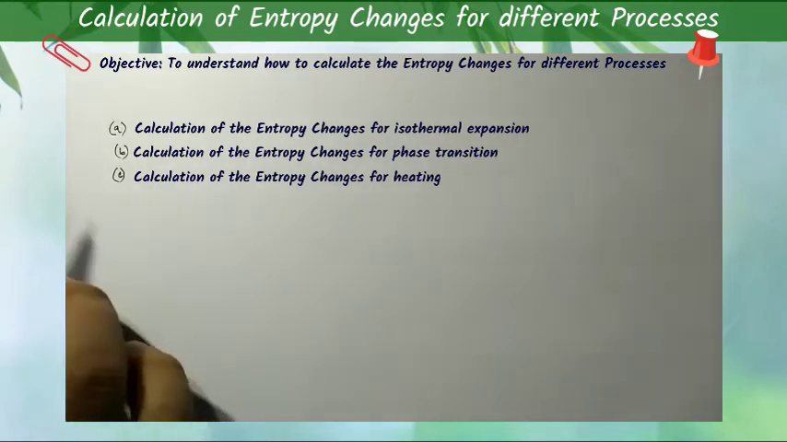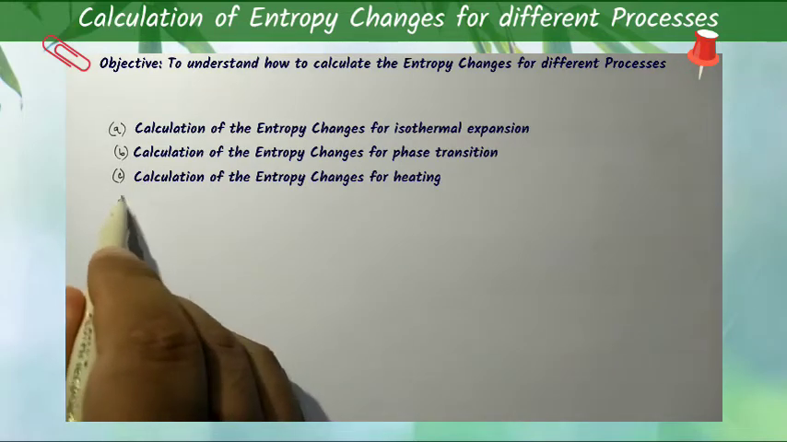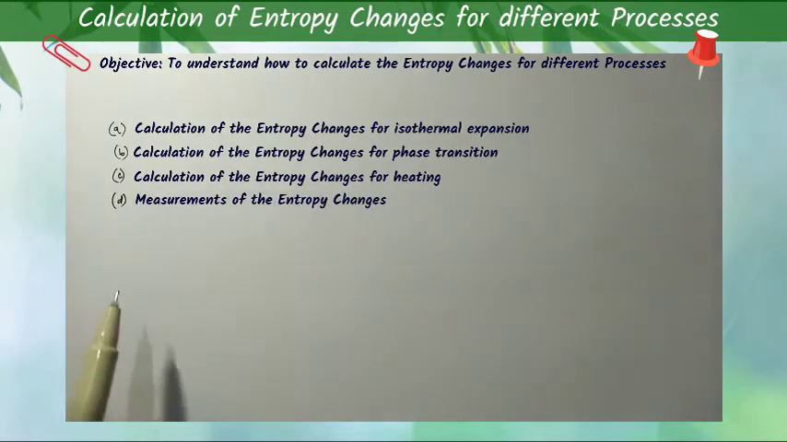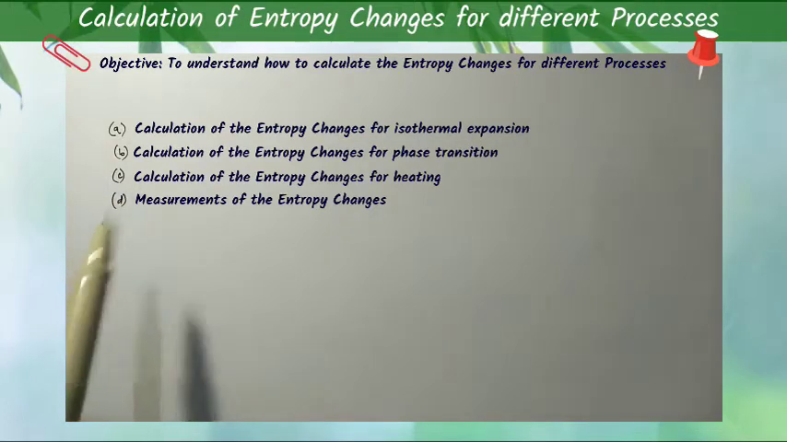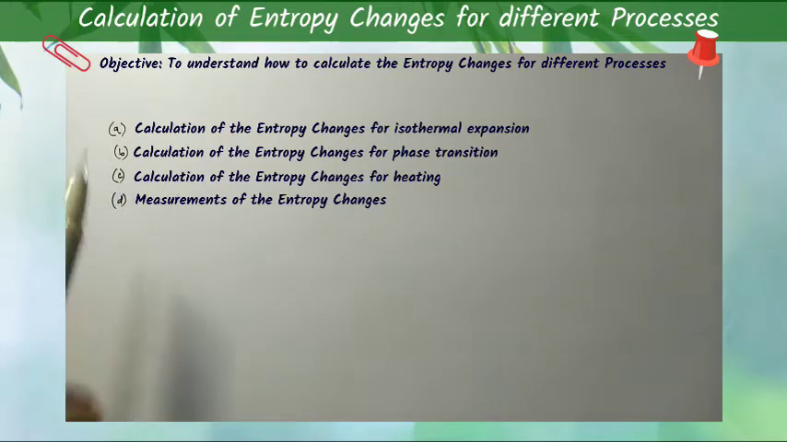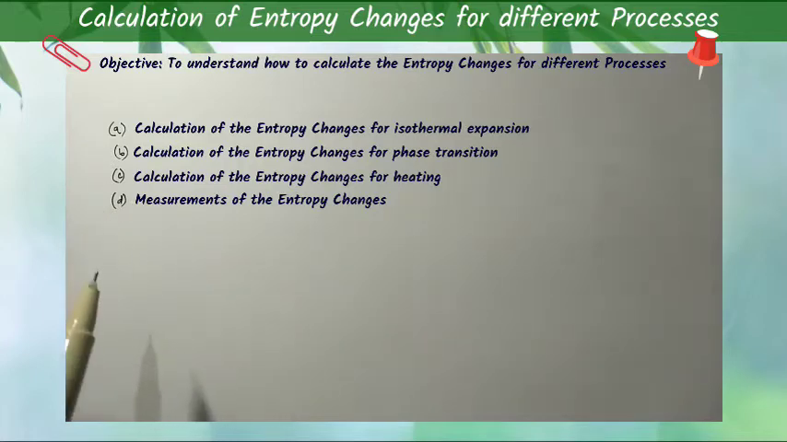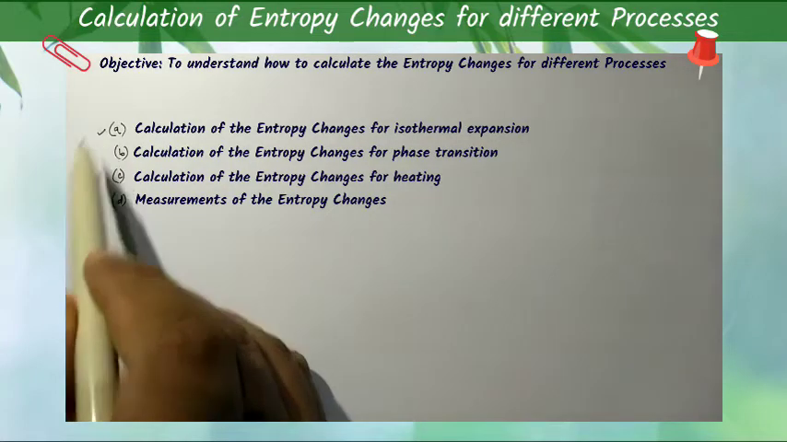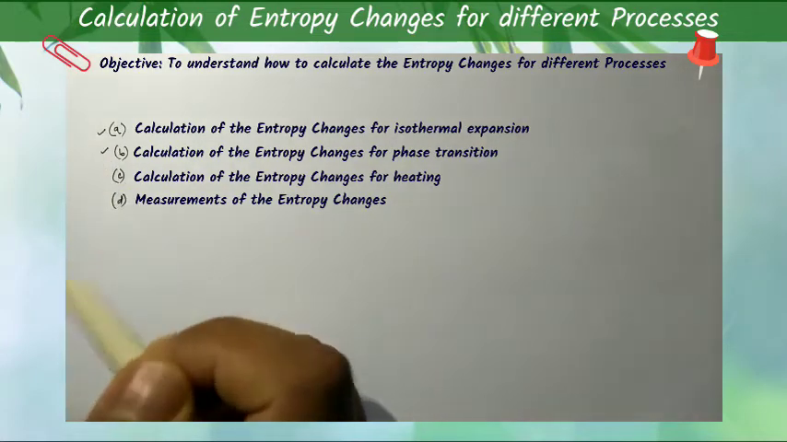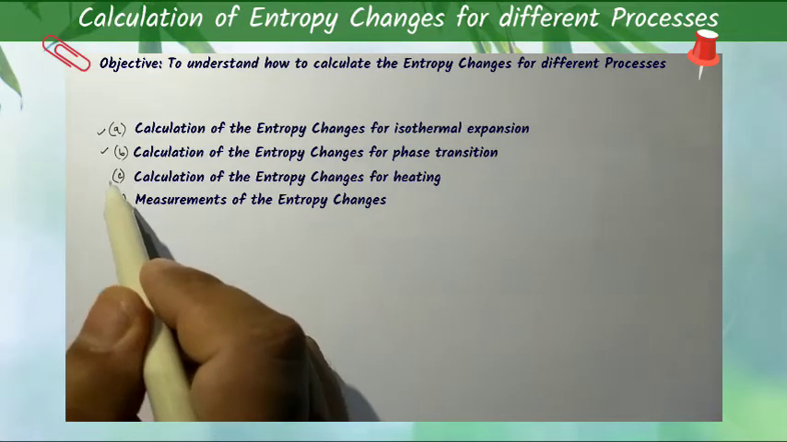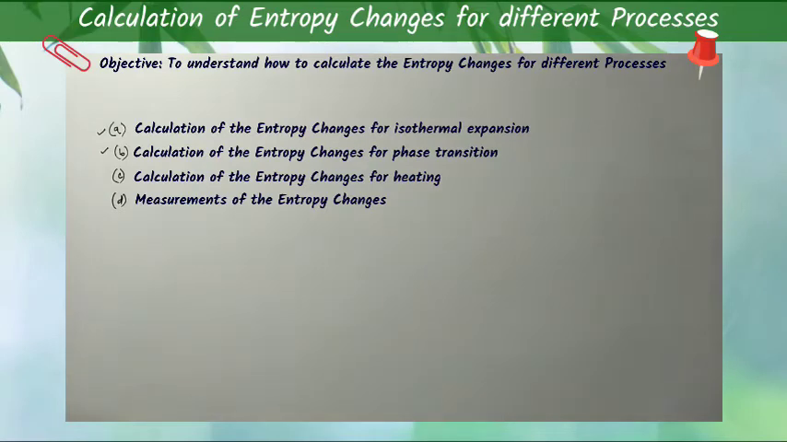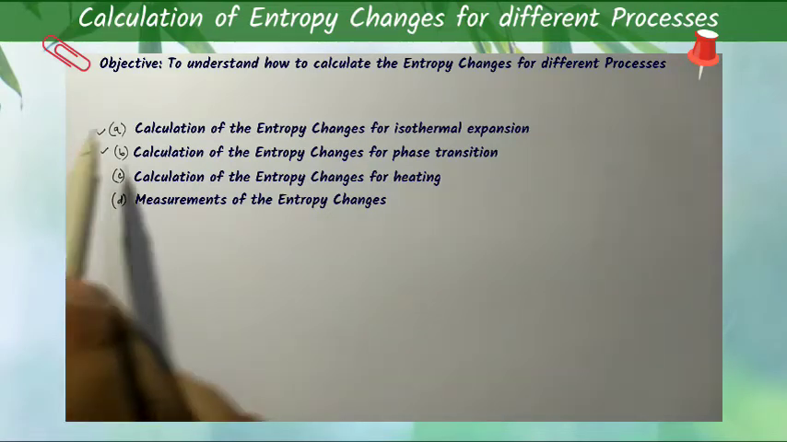And the fourth one is the measurement of entropy for different processes. So we will discuss these 4 one by one. But in this class we will mainly discuss the first and second ones, and the third and fourth we are going to discuss in the next class.